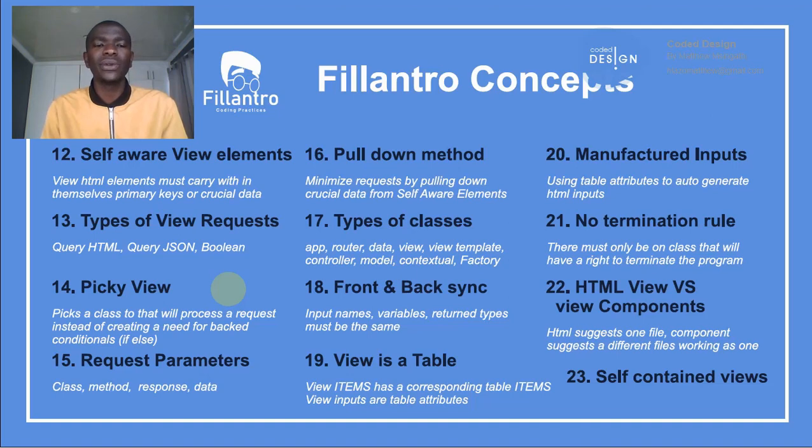So in a way, a view or an HTML page has a certain group of requests that it asks from the back end, and those requests are query HTML, query JSON, and Boolean. I'm not saying it is limited to those, but these are what I've noticed so far. How does this knowledge help you? How does it improve your skill as a developer?